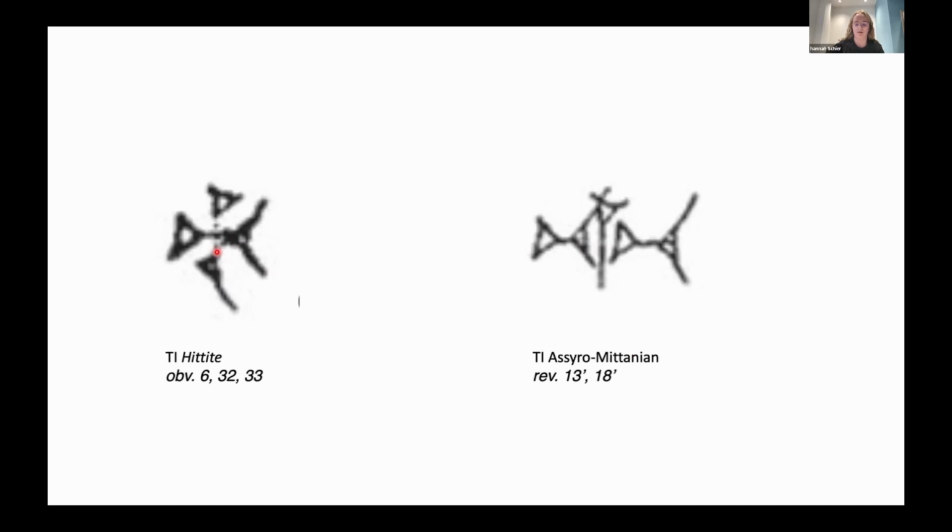The question I'm bringing to this conference is not, what do these signs mean linguistically? The phonetic value is identical. The question is, instead, what does this visual shift mean?